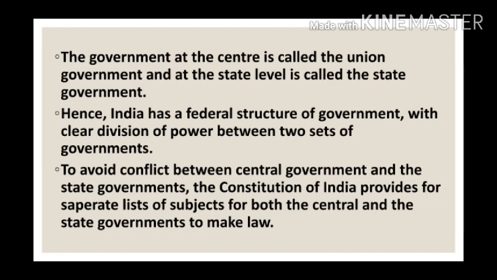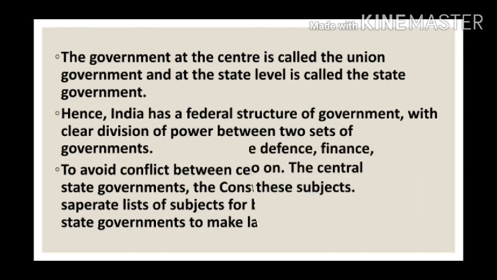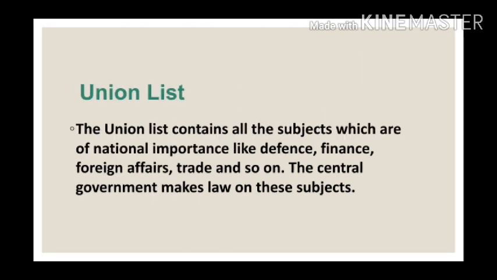To avoid conflict between central government and the state governments, the Constitution of India provides for separate lists of subjects for both the central and the state governments to make law. Let us now discuss each list in detail. Our first list is Union List. The Union List contains all the subjects which are of national importance like defense, finance, foreign affairs, trade, and so on. The central government makes law on these subjects.